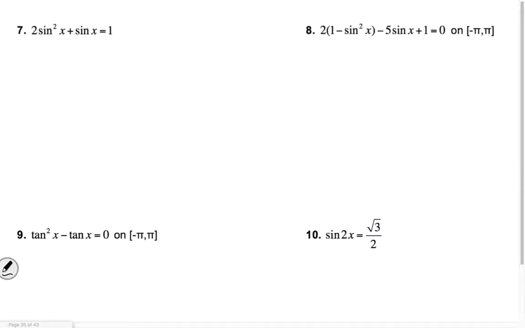All right, so this one, we have a sine squared and a sine, but it's not set equal to 0 this time. So I can't just pull a sine to the front in this case because it's equal to 1. And there's an infinite number of numbers that multiply to be 1. I could have like 1/5 and 5, right? I could have negative 2/3 and positive 2/3. I don't know what their equals are. So we have to get everything set equal to 0. So I'm going to have 2 sine squared x plus sine of x minus 1 equals 0. And then I factor from there.